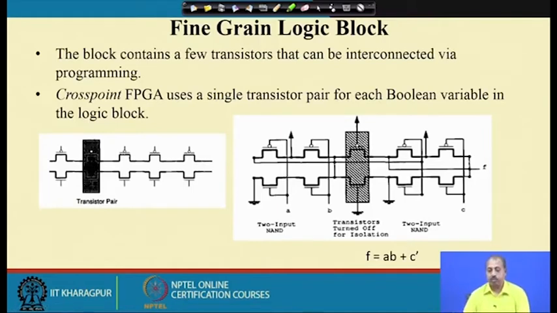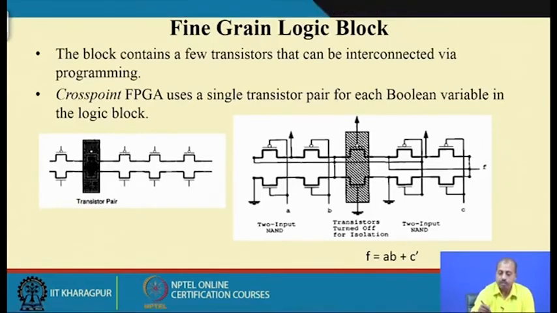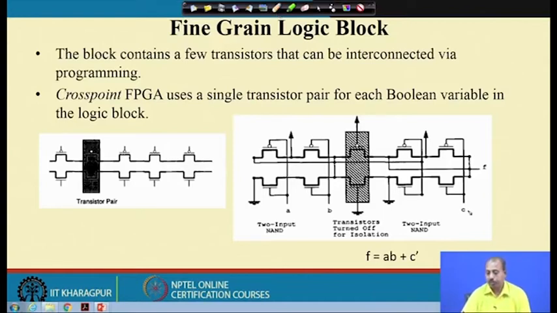If c is equal to 0, then the function must output a 1. If you look into this design, if I put c equal to 0, then what will happen? This transistor will be off, because this is an n type transistor and I am giving 0 to the gate. And this upper transistor will be on because this is a p type transistor and I am giving a 0 to the gate.